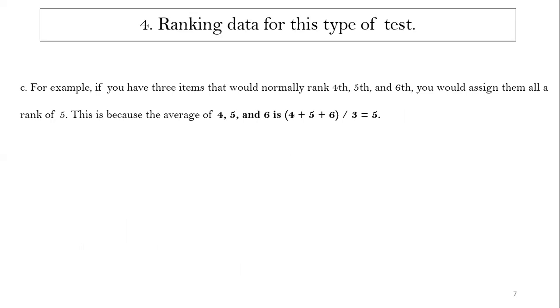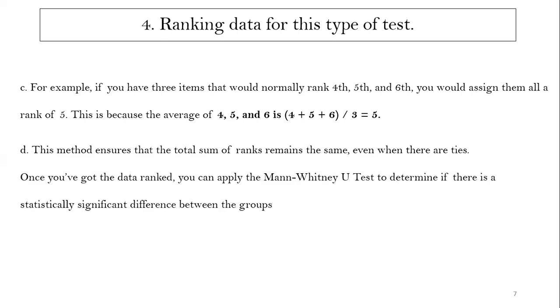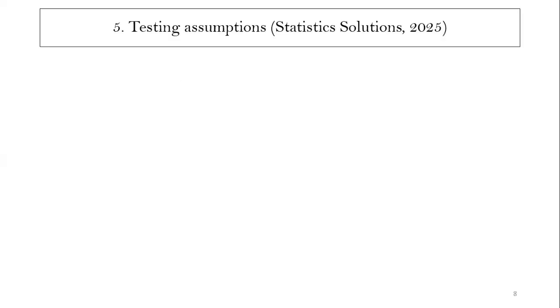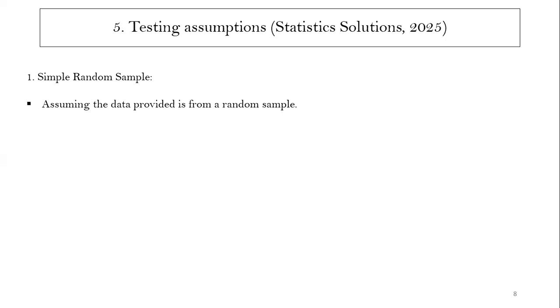Why is this so? Because we take the average of 4, 5, and 6, and we divide by 3 because we have 3 numbers there, and that will give us 5. So they will have a rank of 5. D, this method ensures that the total sum of the ranks remains the same, even when there are ties. Once you have got the data ranked, you can apply the Mann-Whitney U test to determine if there is a statistically significant difference between the groups.